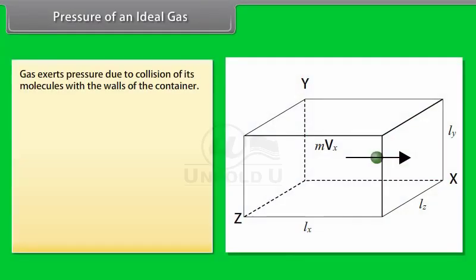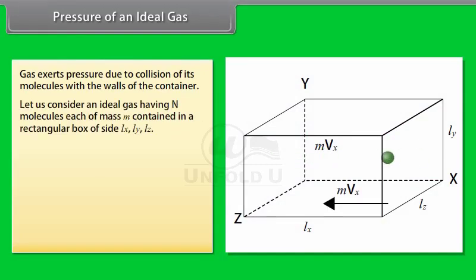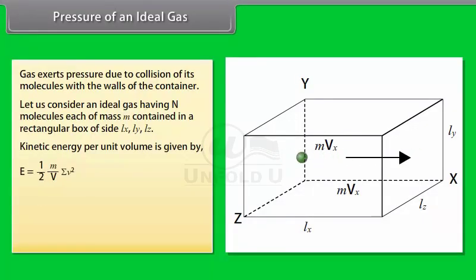Pressure of an ideal gas. Gas exerts pressure due to collision of its molecules with the walls of the container. Let us consider an ideal gas having n molecules, each of mass m, contained in a rectangular box of sides Lx, Ly, Lz. Kinetic energy per unit volume is given by E = 1/2 ρ v_rms².